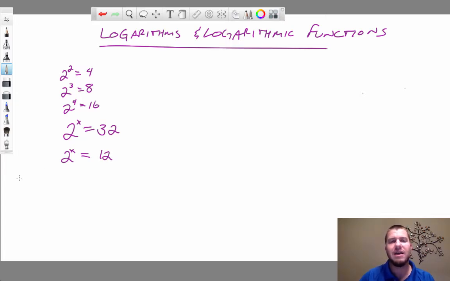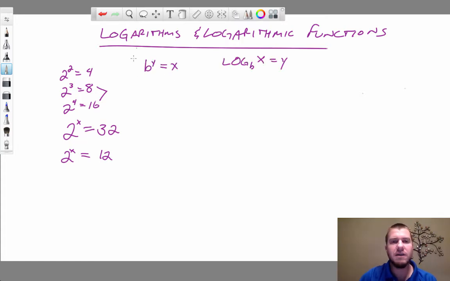And something like this is where logarithms are used. When you have an exponential function, a logarithmic function is really an exponential function. So I would know that x is between 3 and 4 because 12 is between 8 and 16. But just because 12 is halfway between 8 and 16 doesn't mean that x is 3.5.